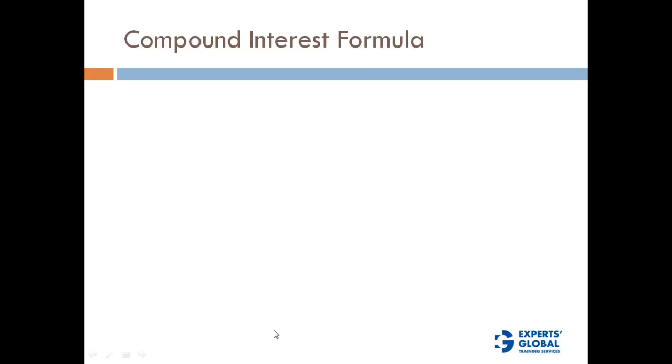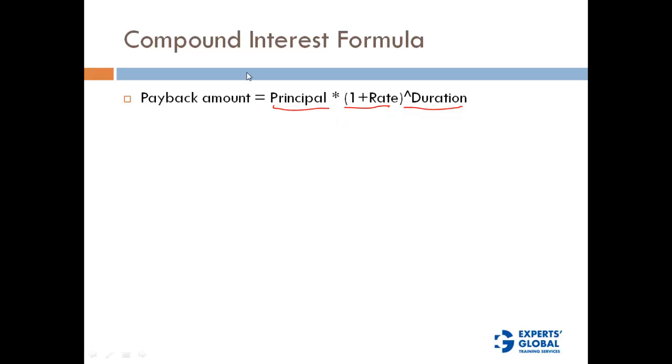Let's look at the formula for compound interest. Payback amount is equal to principal into 1 plus rate, bracket raised to duration. Two things you have to remember. Rate should correspond to duration. If the rate is given as an annual rate, the duration has to be in years. If the rate is given as a monthly rate, the duration has to be in months. So they have to correspond to the same period.